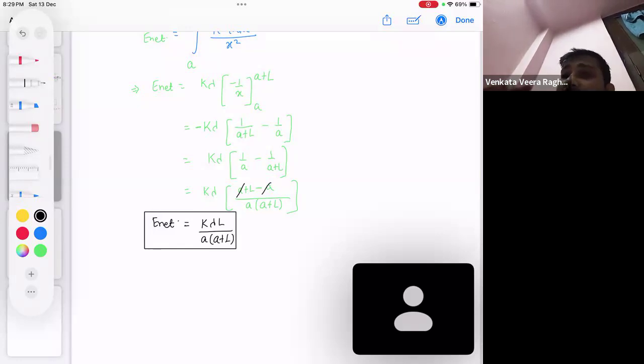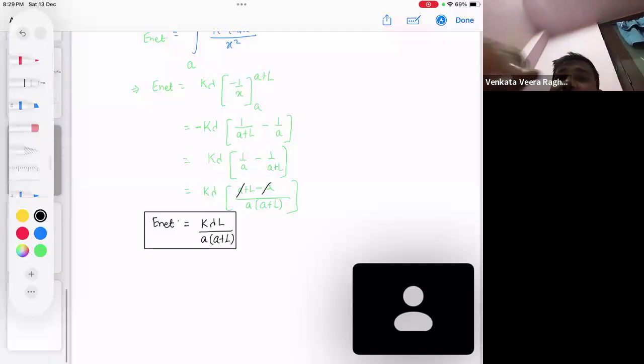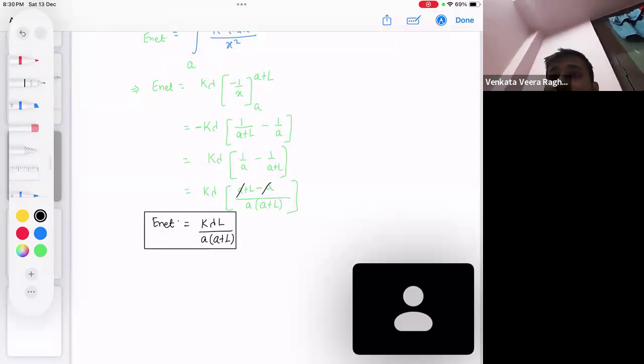So what should we do? We should first choose an element in the body and calculate the field due to that element. And after that, with the help of integration, we will calculate the net field created by a distributed charged body. Okay.